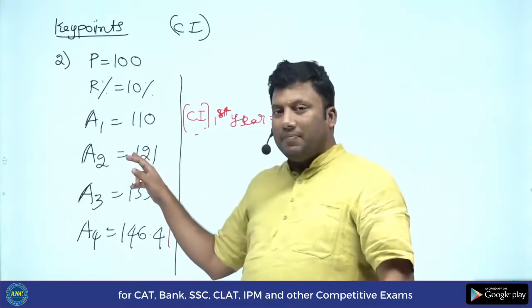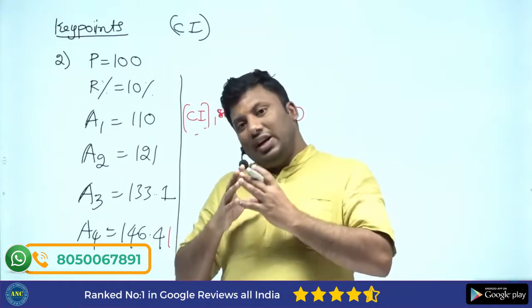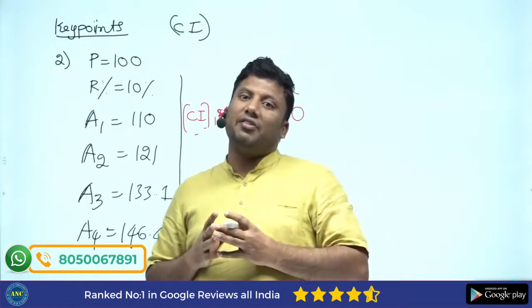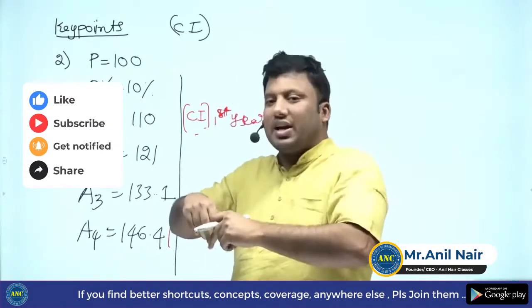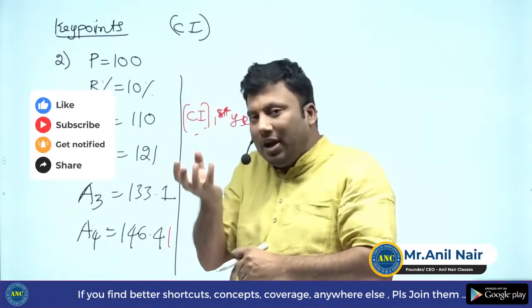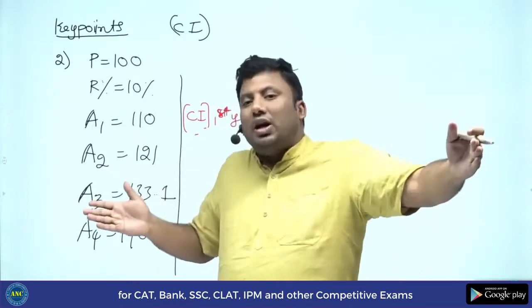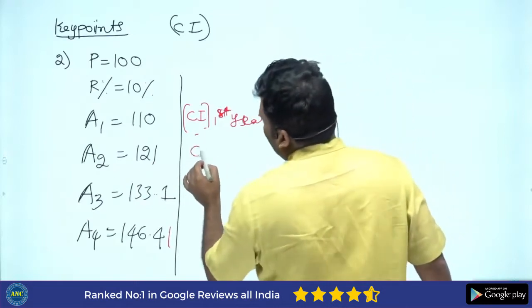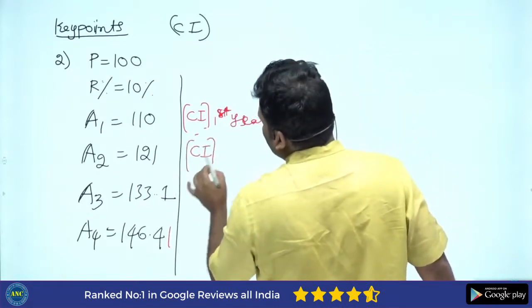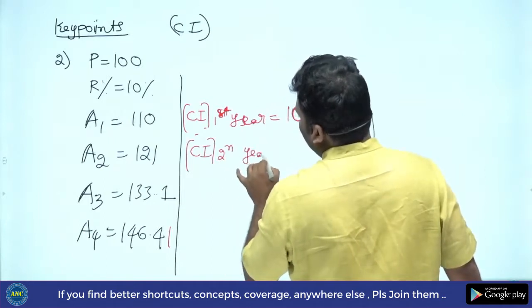Next, CI for second year. See, there is a difference between CI for second year and CI for 2 years. CI for second year is, in that second year, what is the extra money I am giving? CI for 2 years means, for the total 2 years, what is the extra money I am giving? Listen carefully, sir. CI for second year.